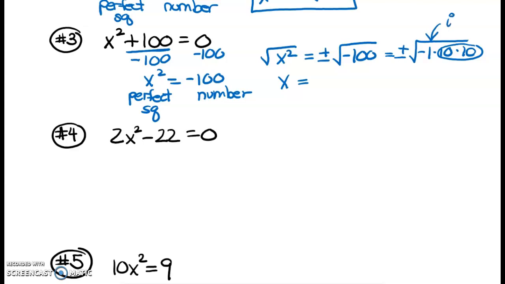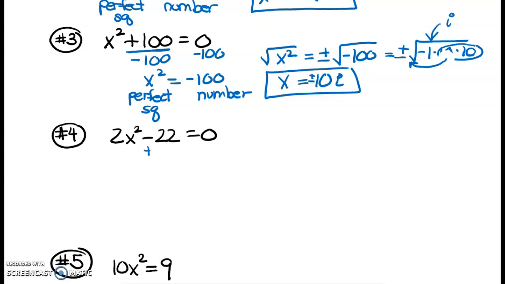The square root of negative 1 is i. So I'm going to pull this 10 out, and I'm going to change the square root of -1 to i. And I almost forgot the plus or minus. It's really easy to forget that, so don't do that. Okay, so now again, we don't have a perfect square that equals a number.